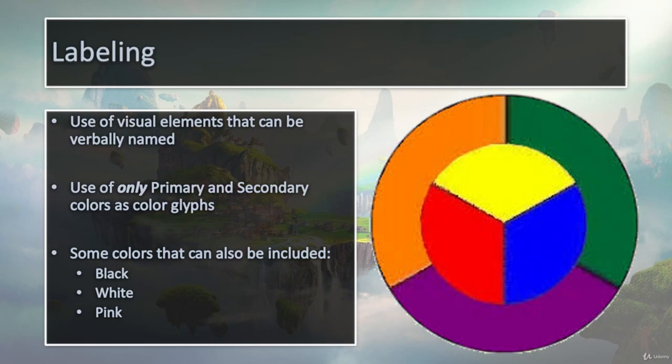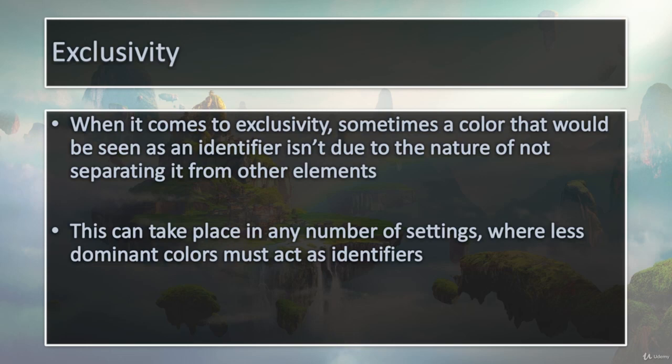So when it comes to labeling, use visual elements that can be given verbal names, so names said verbally without any issue. Nothing like magenta, green, blue. Don't go crazy. Use only primary and secondary colors as color glyphs. Now you could also add black, white, and pink into that little mix, because people are really able to establish what these are. So it's very simple to understand. But keep in mind, primary and secondary colors are always used for glyphs, with the other three coming along with it.